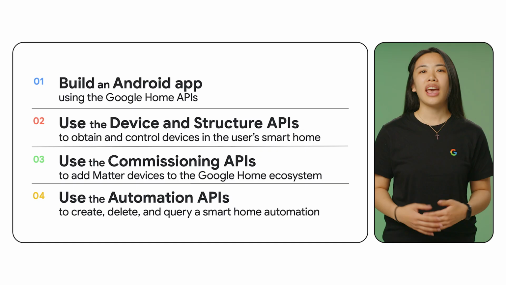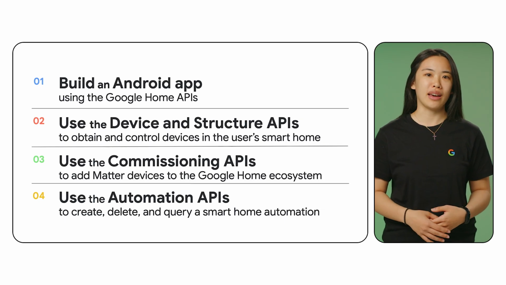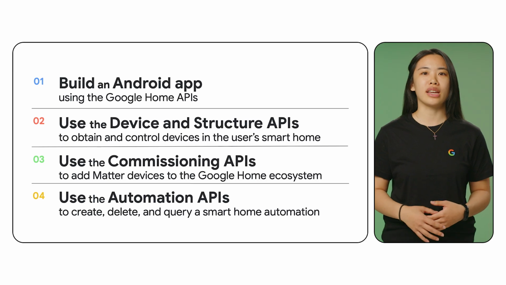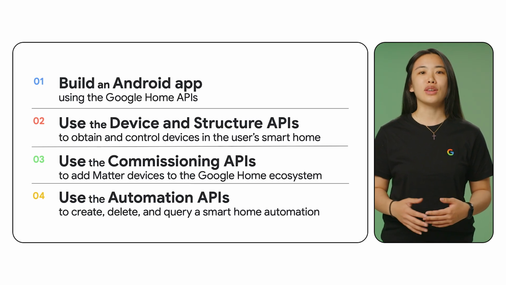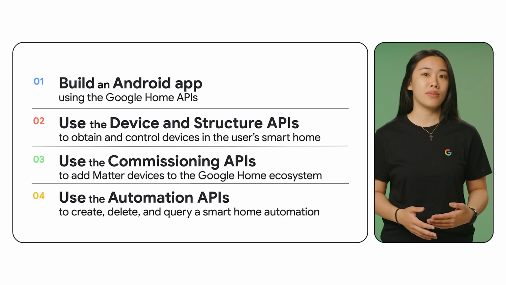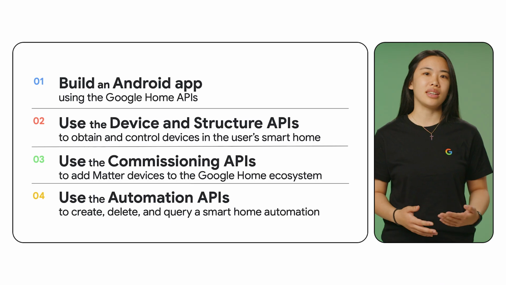It's also important to remember that Cloud-to-Cloud and Matter remain central to connecting devices with the Google Home platform, and these new APIs build upon that foundation. Through these videos, you'll learn how to build an Android app using the Google Home APIs, how to use the Device Instructor APIs to obtain and control devices in the user's smart home, how to use the Commissioning APIs to add Matter devices to the Google Home ecosystem, and finally, how to use the Automation APIs to create, delete, and query a smart home automation.